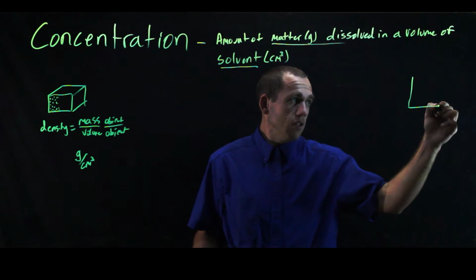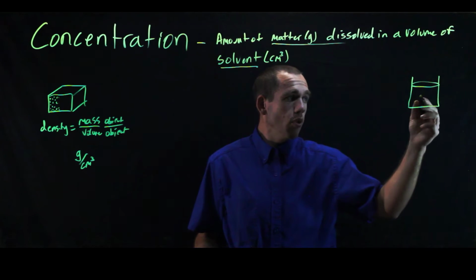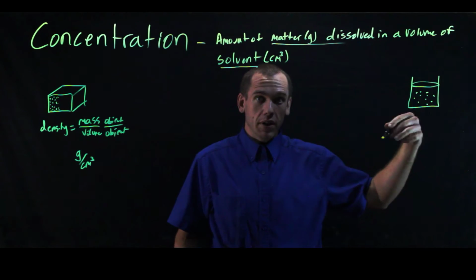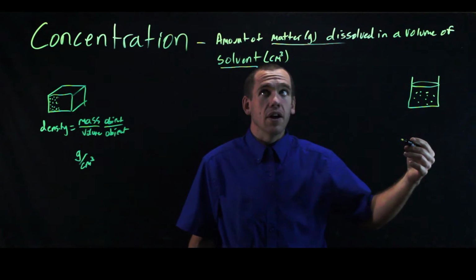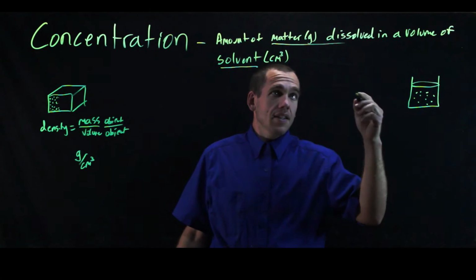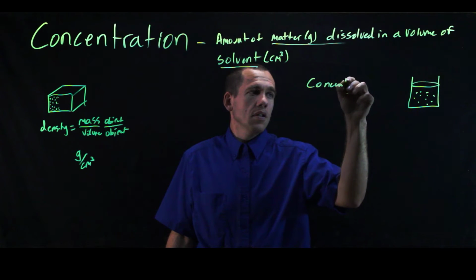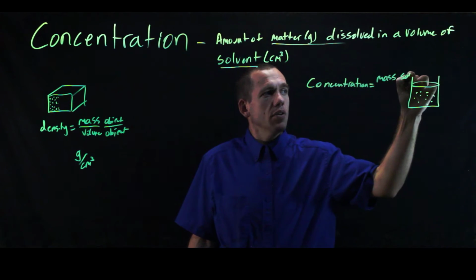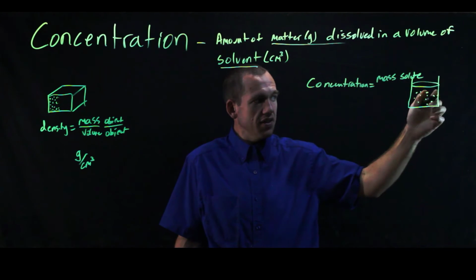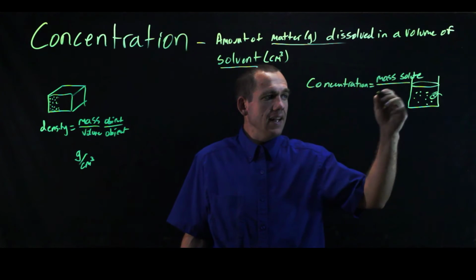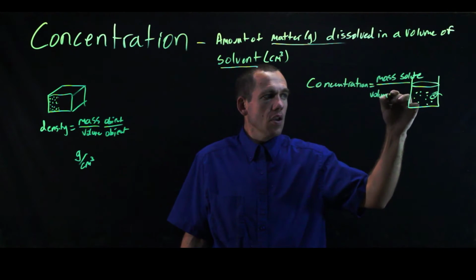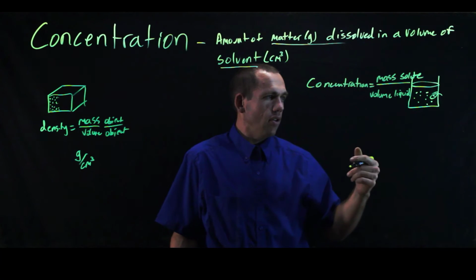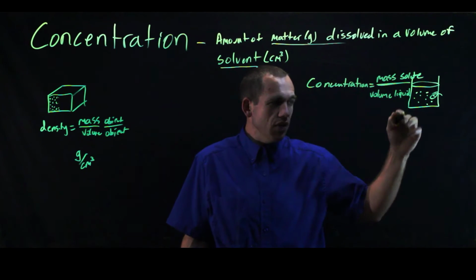So if you've ever made like Kool-Aid or something, you know you can fill up your pitcher with water, and then you dump in some sugar and some Kool-Aid and you stir that around. And if you dump in more sugar, it gets sweeter. We've changed the concentration of sugar in there. So concentration is given by mass solute. That's the stuff that we're putting in there. In this example, that would be the sugar divided by the volume of liquid. Okay? And generally that's water, but we'll use some other things like alcohol as well. So we have two different things going on there.